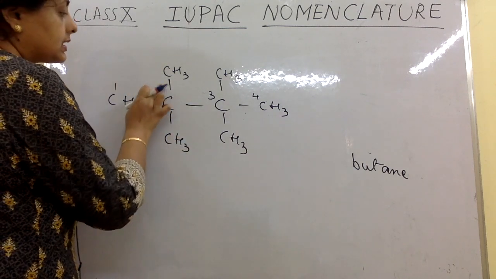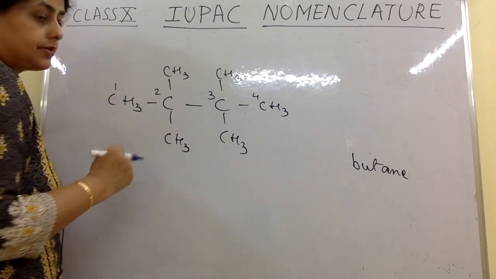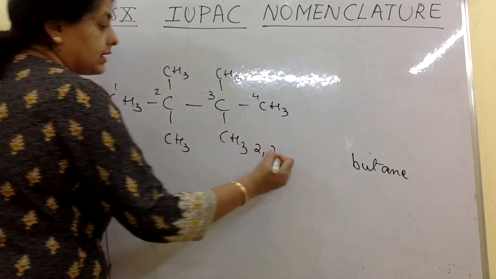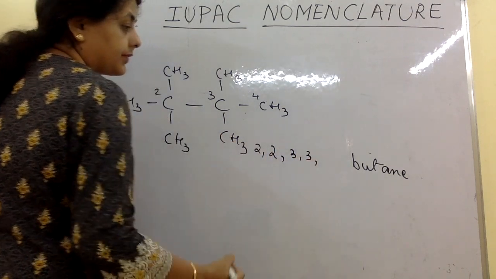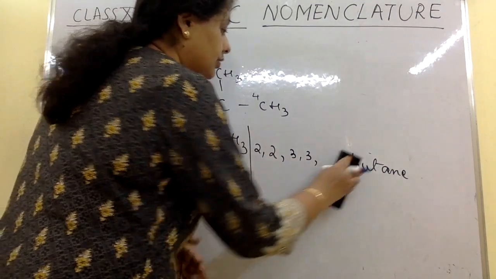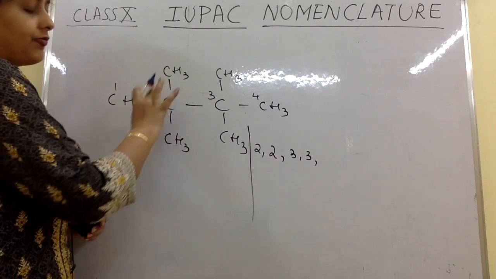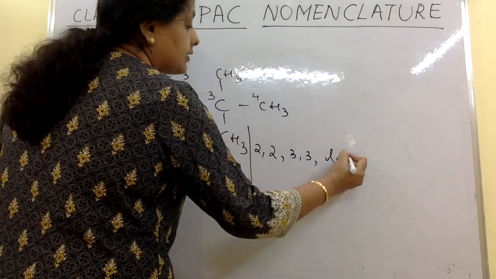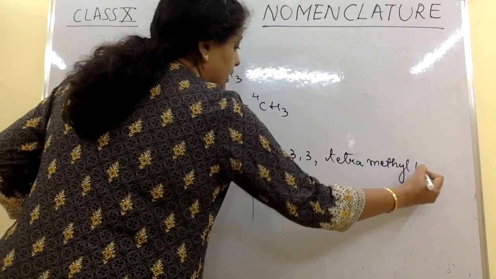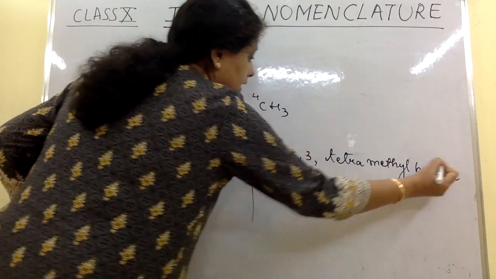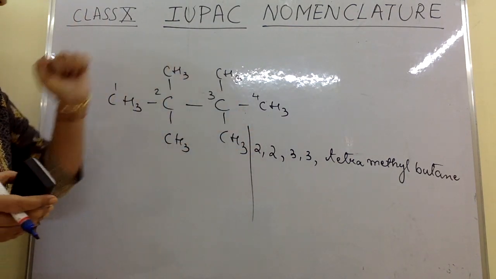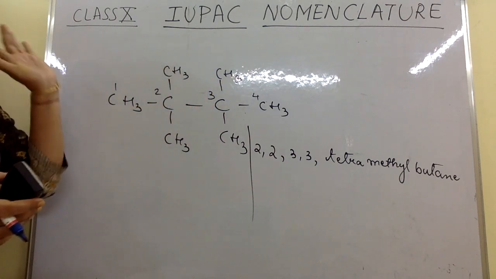Now this is the second carbon. So how do we name it? We will name 2, 2 because there are 2 methyls, 3, 3. 2, 2, 3, 3, then what? Tetra, 4 makes a tetra. Tetramethylbutane. 2, 2, 3, 3 tetramethylbutane. 4 methyl groups are there, that makes it tetra.